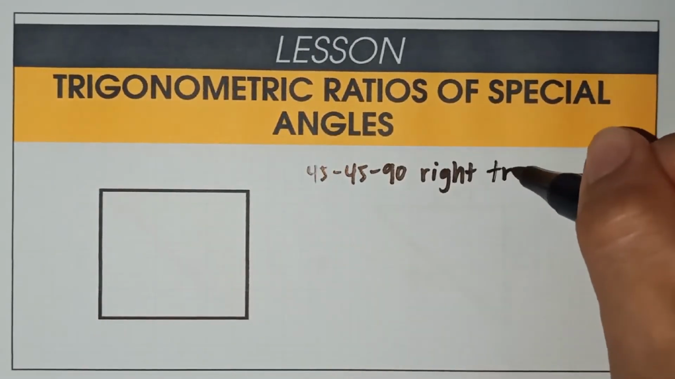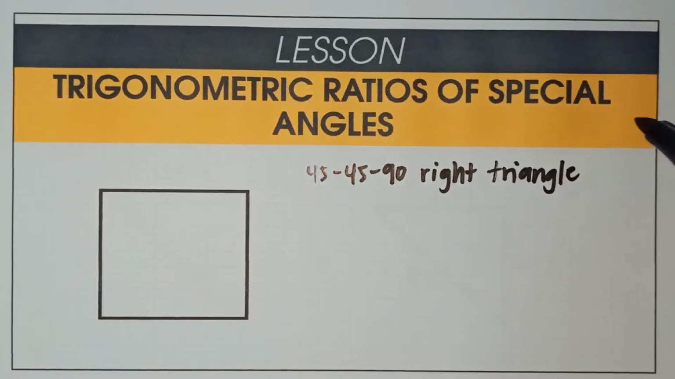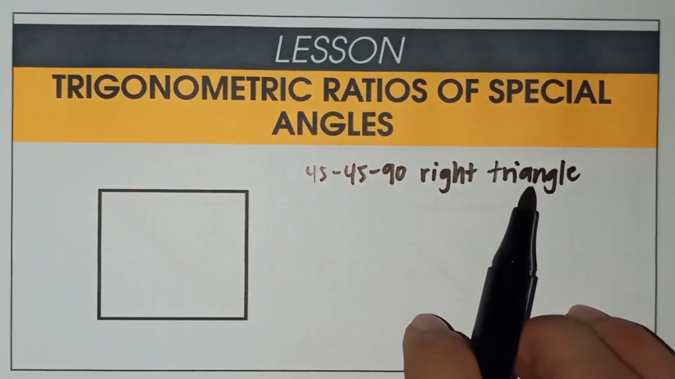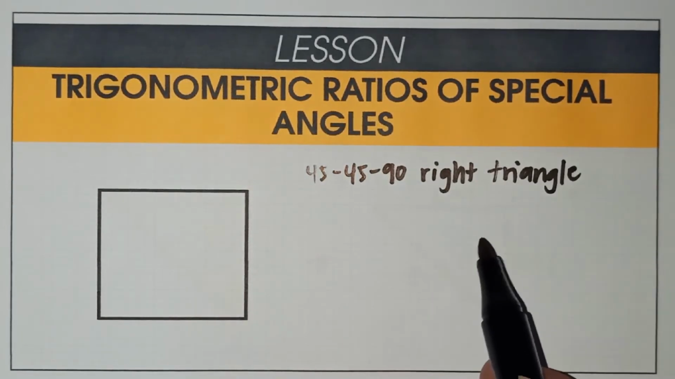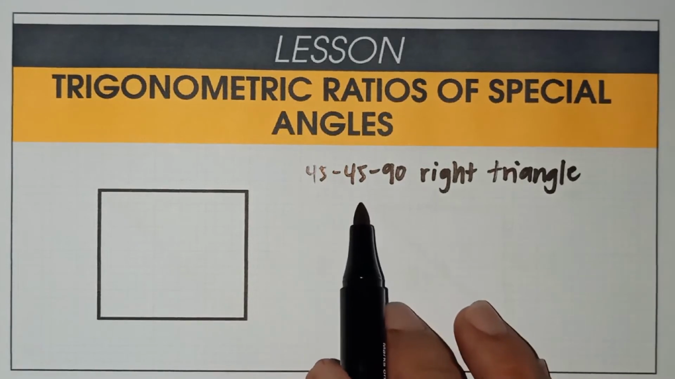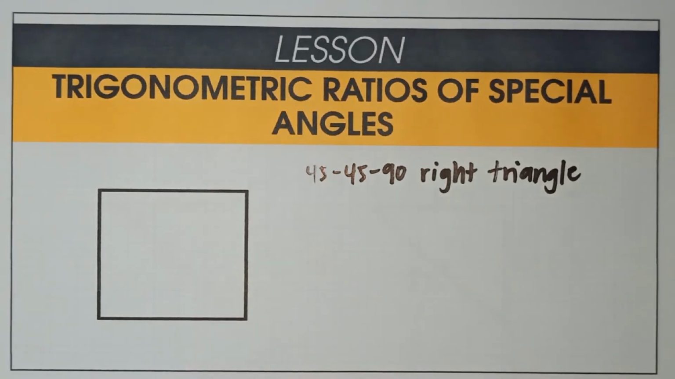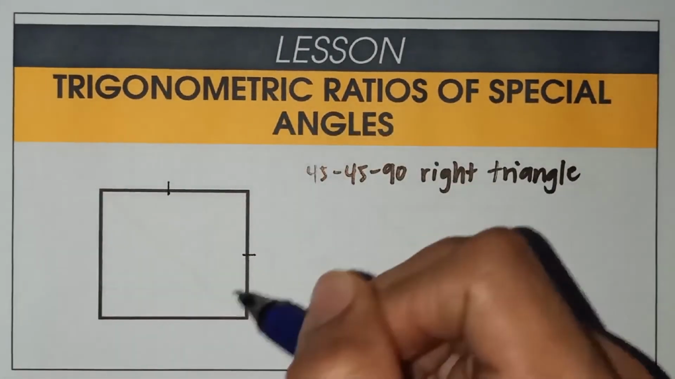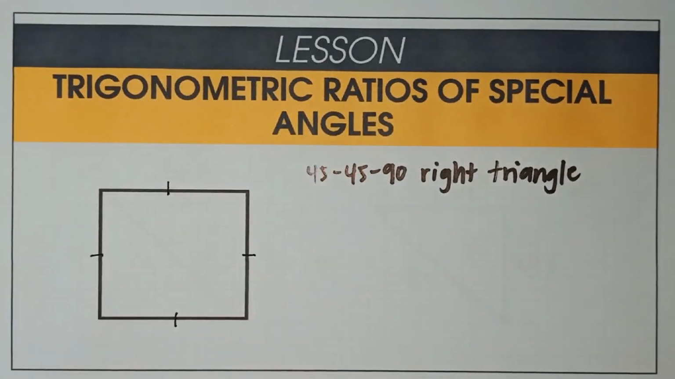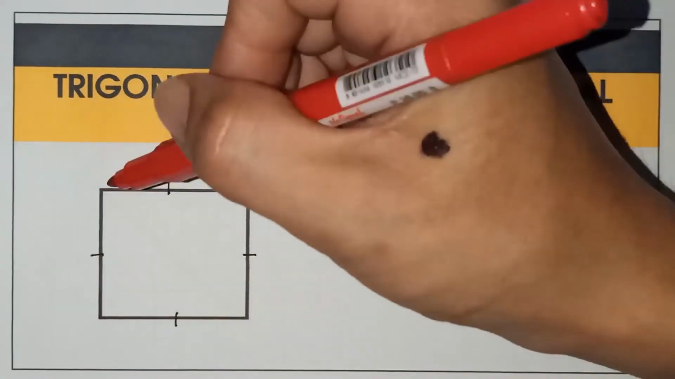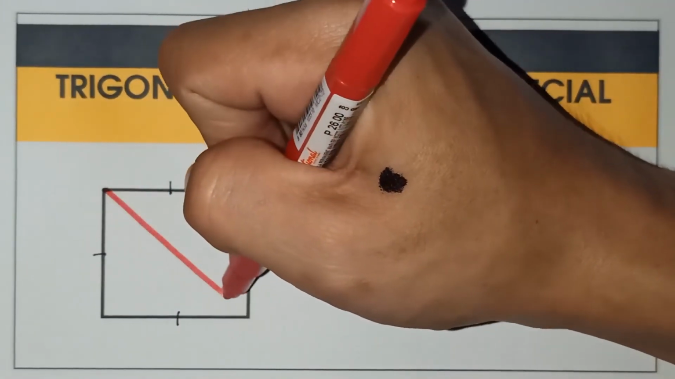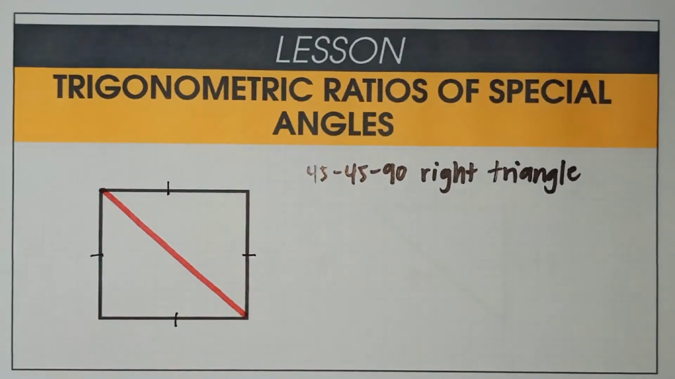right triangle? And we all know that the 45, 45, 90 right triangle is a useful formula in finding the missing parts of a right triangle when there are 45, 45, 90 angles. Consider this one as a square, and this square has equal sides. That is one of the properties. A square has equal sides. And let's say we will draw a diagonal that will cut the square.